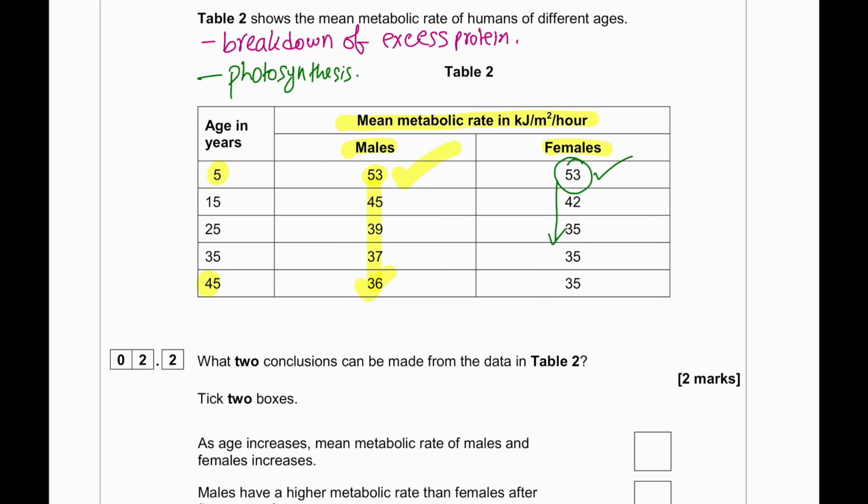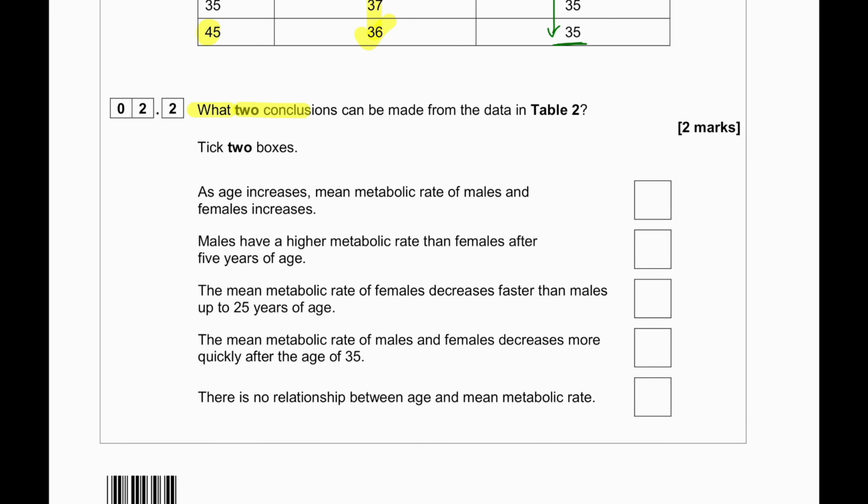As you can see, by the age of 25, it's 39 for males, whereas it's 35 for females. And then it doesn't decrease any further and remains 35. So the question says, what two conclusions can be made from the data in table 2? Let's see the conclusion answers. As age increases, mean metabolic rate of males and females increases.